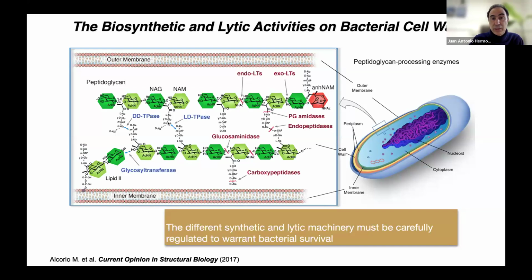So there are some glucosaminidases or exolytic transglycosylases that specifically cleave the glycan chains. And there are also some proteins such as peptidoglycan amidases, endopeptidases, or carboxypeptidases that cleave in the peptide stem of the bacterial cell wall. So as you can imagine, the different synthetic and lytic machineries must be carefully regulated to warrant bacterial survival.